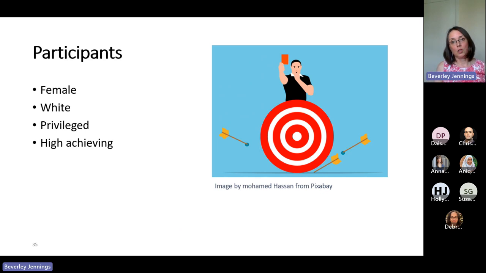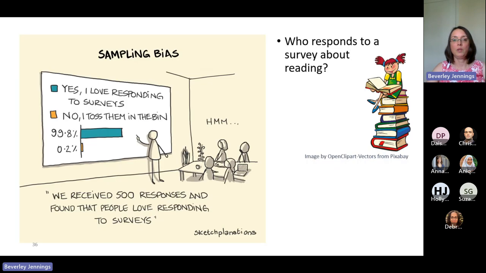So overall, I've got survey respondents that are majority female, the majority are white, the majority are privileged, and the majority are high achieving, which I know if we were setting a target for the group of students we would be aiming for, we would not have had any of those on the list. So I'm saying I've completely missed the target there. But I think I've just got sampling bias, haven't I?